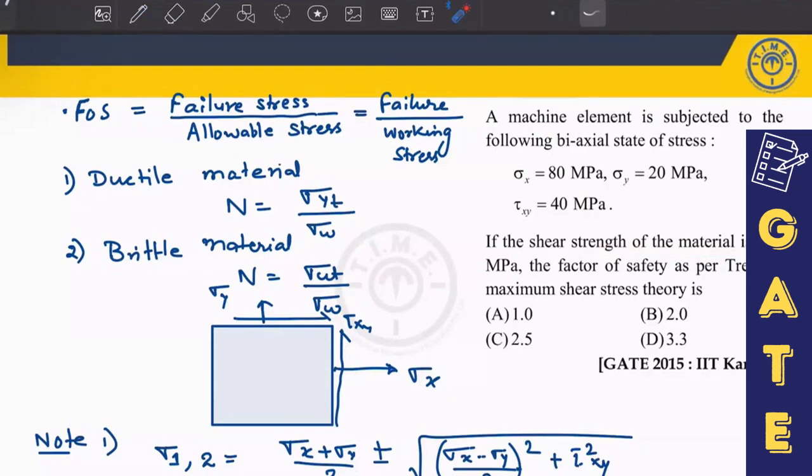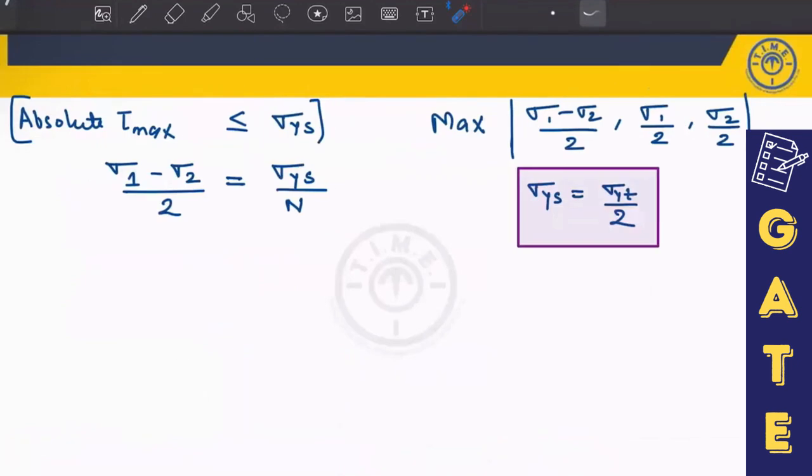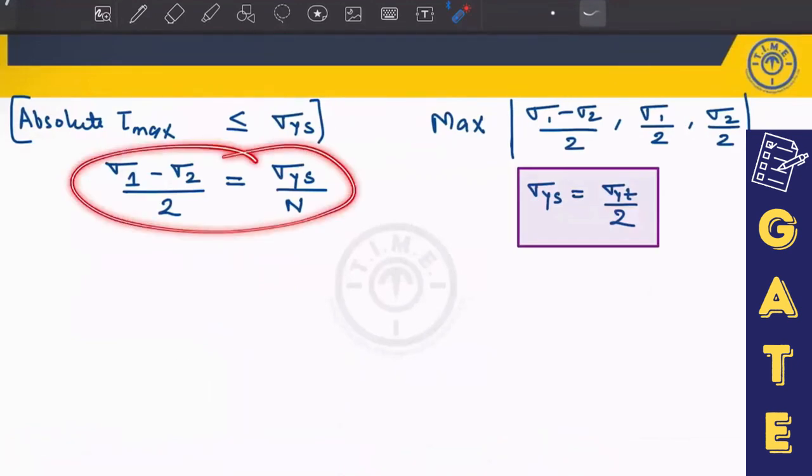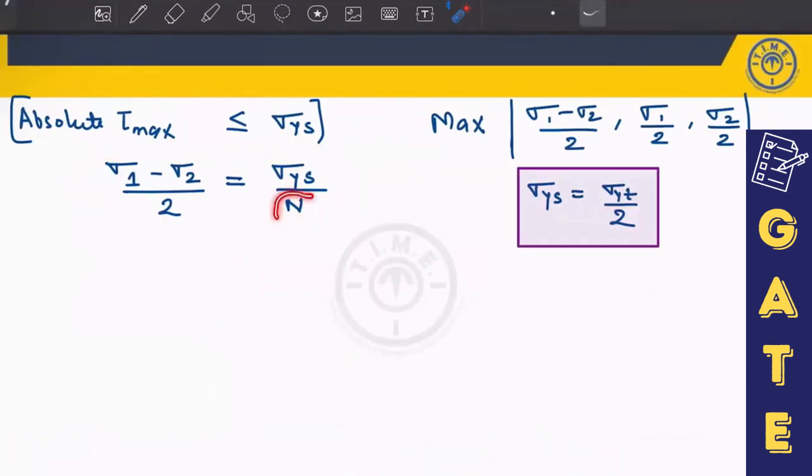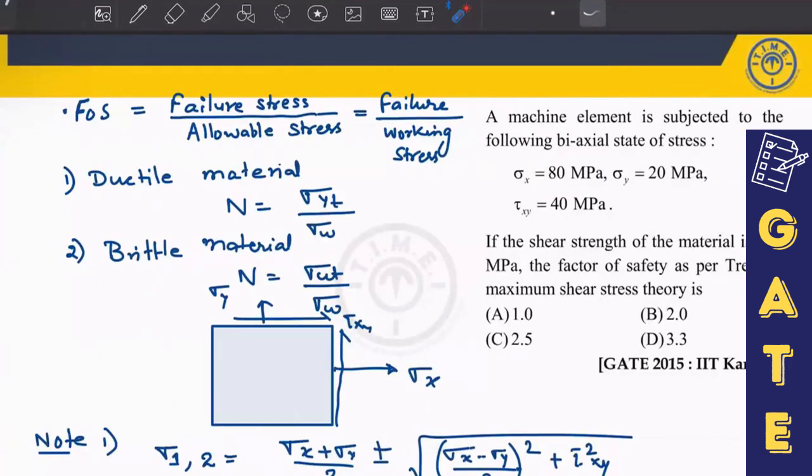Sigma x, sigma y and tau xy are already given. From there you will get the values of sigma 1 and sigma 2, and then you move to the absolute tau max. From there you will easily get the factor of safety. Anyone? Yes, very good, Navinita, your answer is correct. Option B is the correct answer.